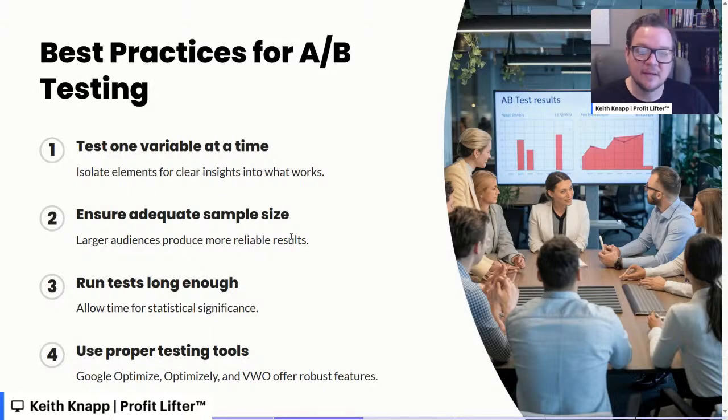What I recommend, and I think number 2 and 3 actually play very well together, because if you have enough people, that's kind of what dictates how long you should be running it. Then use proper testing tools. Google Optimize, Optimizely, VWO offer robust features. Your Profit Lifter account has A/B split testing built into it that will automatically show you which one wins. And when you see the winner, all you have to do is click winner, and it will automatically populate all that new data in there.